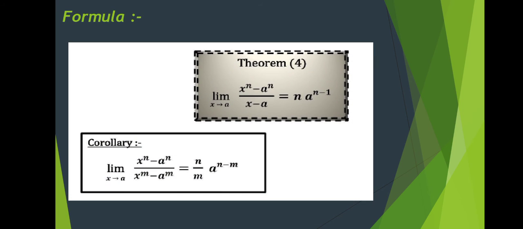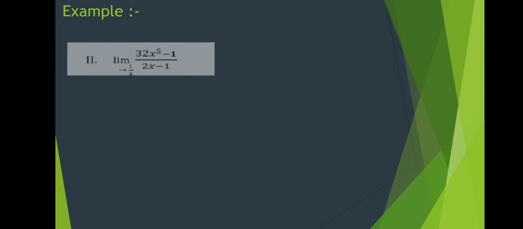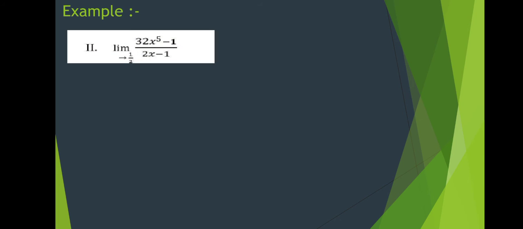Formula, we have here theorem or formula, limit of x power n minus a power n over x minus a equal n times a power n minus 1. يبقى عندي هنا x power n minus a power n over x power m minus a power m. هعمل ايه؟ هاخد n over m times a اللي هو النمبر عندي power n minus m. For example, we have here 32x power 5 minus 1 over 2x minus 1.